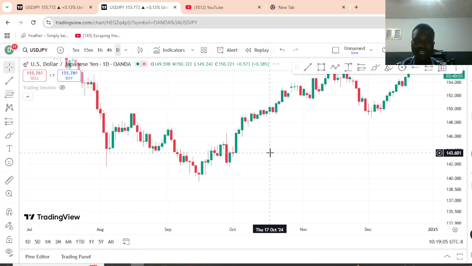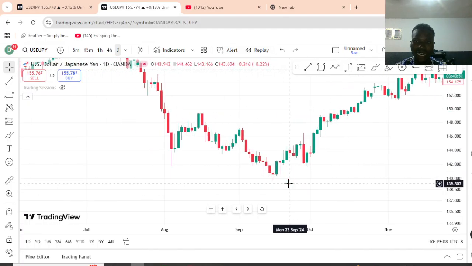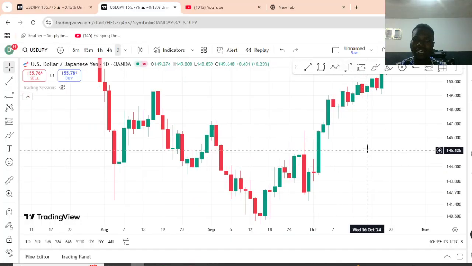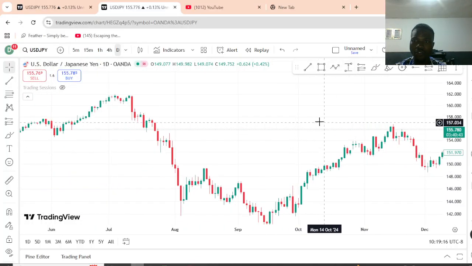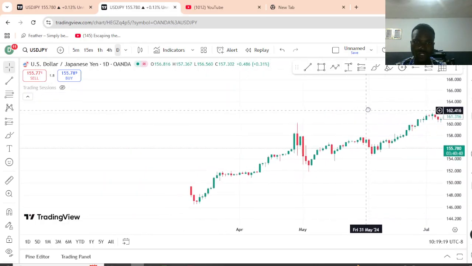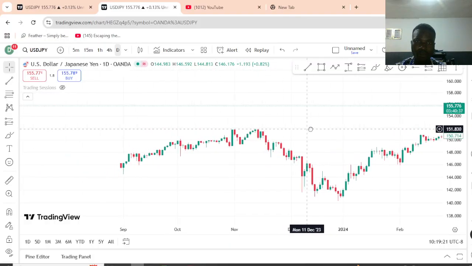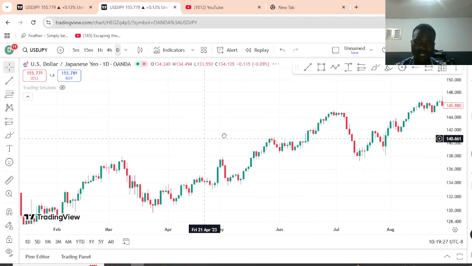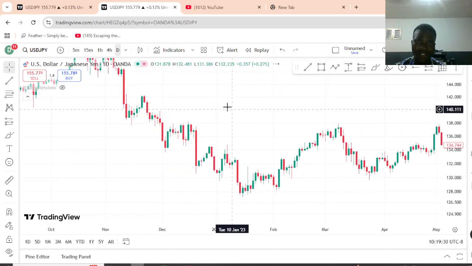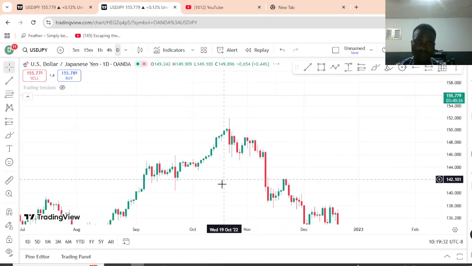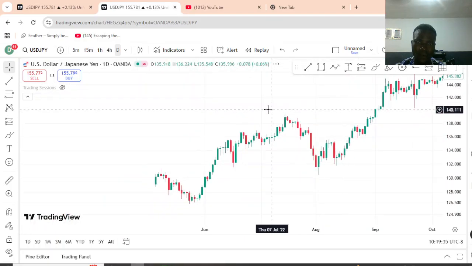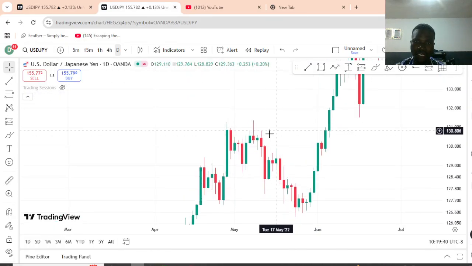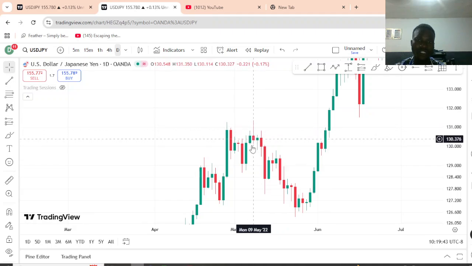All right, so if I continue to scroll now, look at it. This is another bullish pin bar, and we can also see it at the top of the market as well. So I'm going to look for a bearish pin bar right here. All right. So this is one bearish pin bar right here. This is a bearish pin bar.